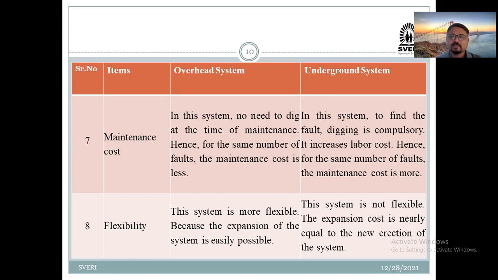We can expand the overhead system immediately, because we just have to erect the pole and then go for the connection of the lines and phases there. But as far as the underground system is concerned, if you want to expand it, we have to first dig it, then bury it properly, cover it, and then go for the transmission. So the overhead system is more flexible as compared to the underground system. Okay, everybody got this point number 8, the flexibility point? Has everyone understood?